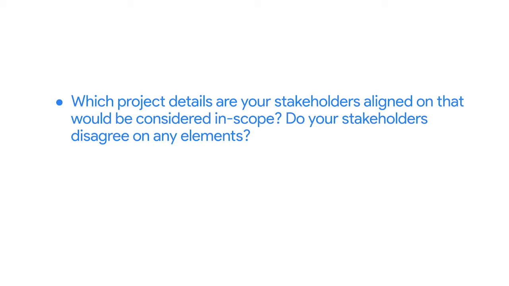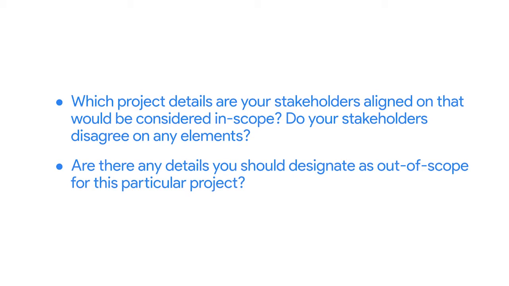Which project details are your stakeholders aligned on that would be considered in scope? Do your stakeholders disagree on any elements? Are there any details you should designate as out of scope for this particular project? As you think about these questions, take notes on what you find and refer to them as you complete the scope section of your project charter in the upcoming activity.